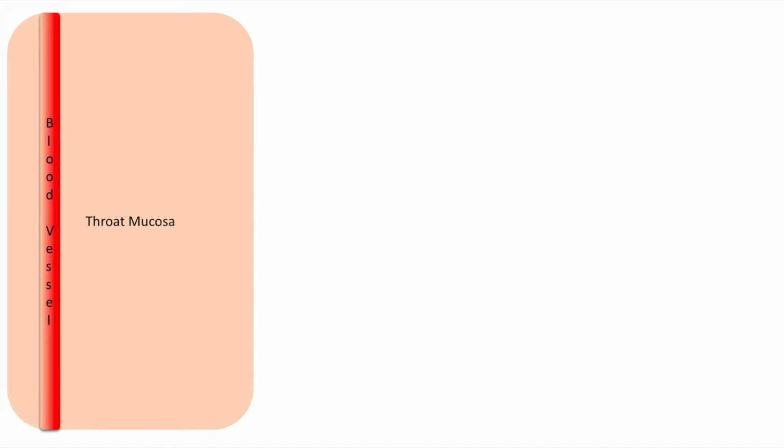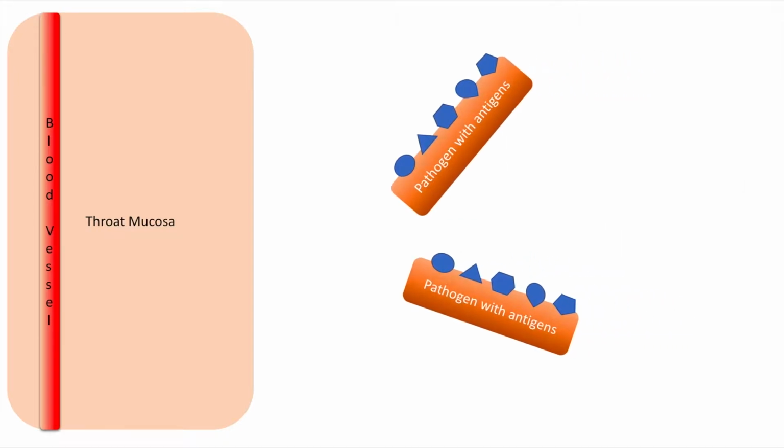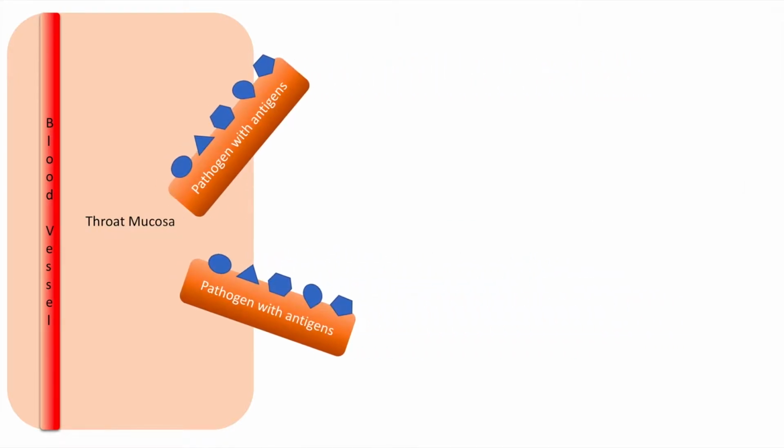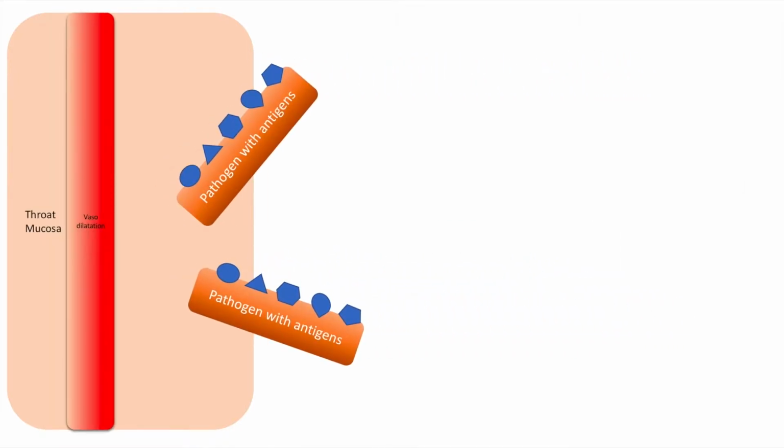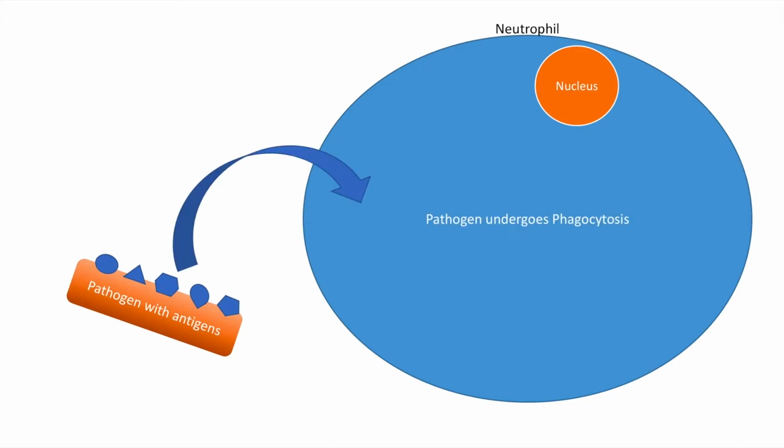Let's take an example of the throat mucosa with the blood vessel as shown. This is a pathogen which is about to invade the throat mucosa. At this point, vasodilatation occurs. This is followed by recruitment and release of neutrophils. When the neutrophil encounters this pathogen, it is taken up by the neutrophil by a process called phagocytosis.